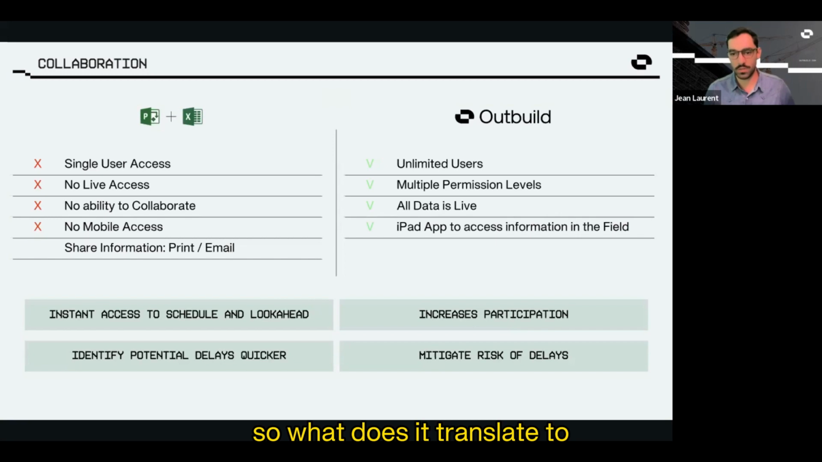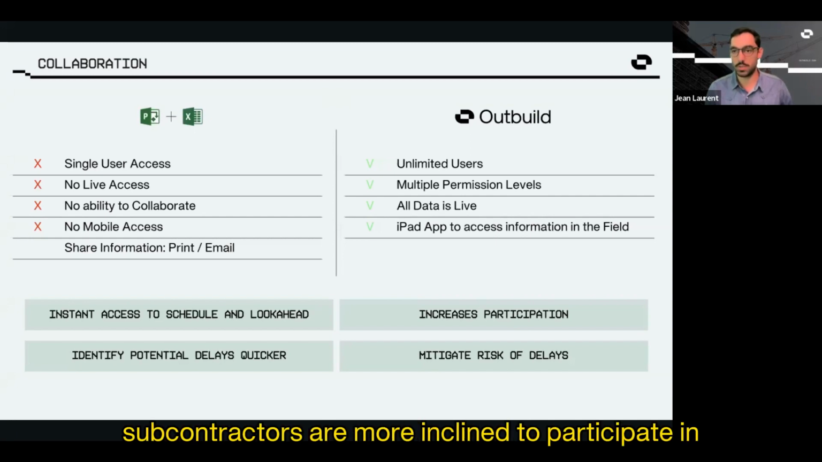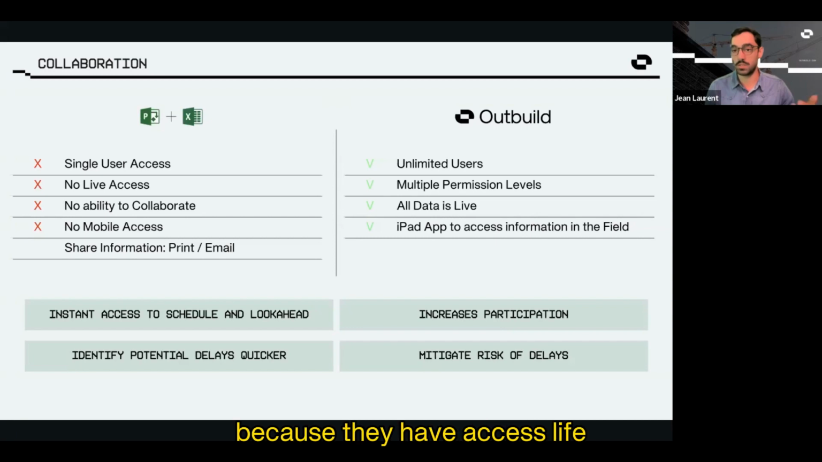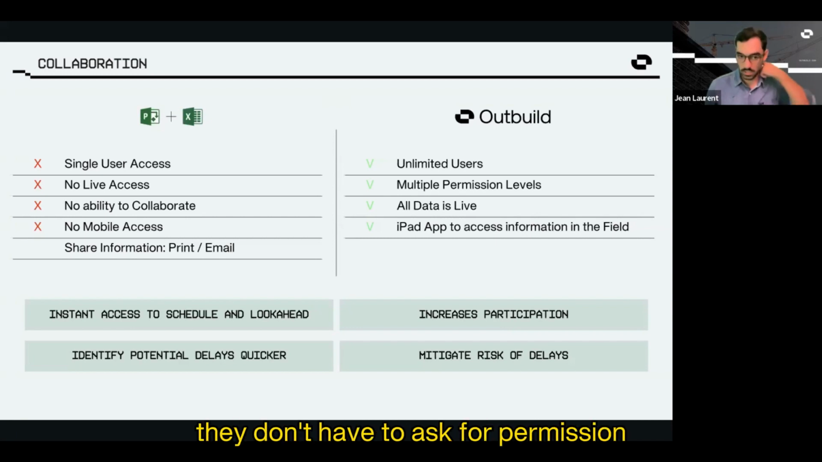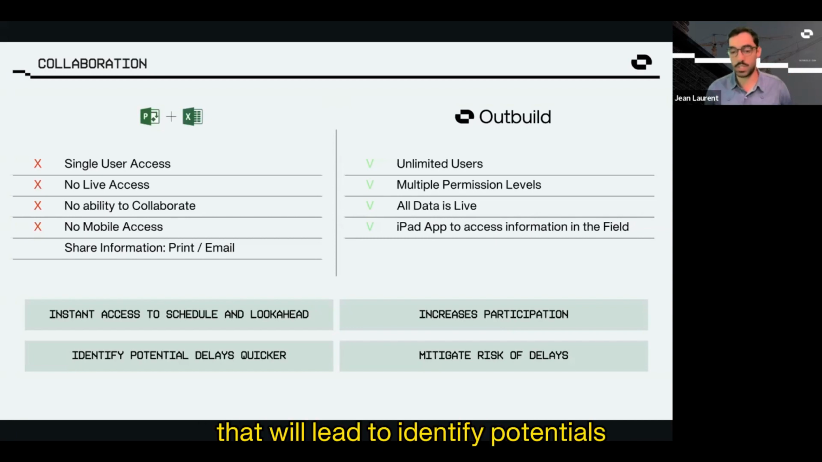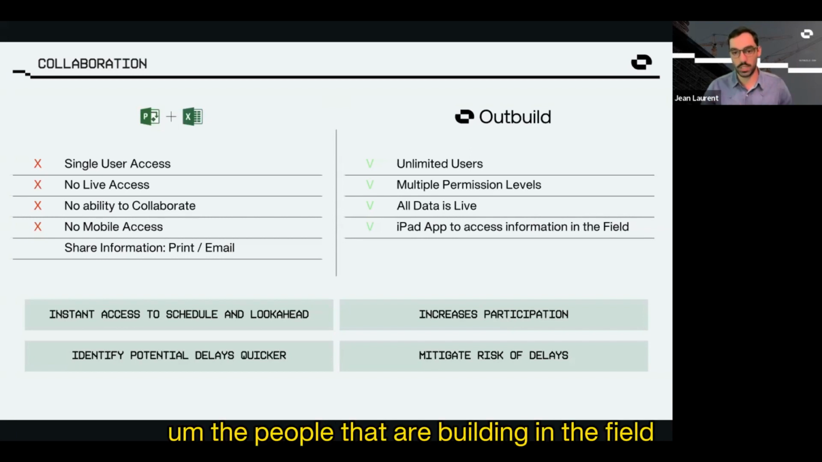So what does it translate to as far as benefits? What we see based on our user feedback, having instant access to the schedule and look ahead, so never outdated, and that's for everybody, will increase participation. What that means is subcontractors are now more inclined to participate and reflect issues and give you feedback because they have live access. They don't have to ask for permission. That will lead to identifying potential delays quicker and mitigating the risk of delays. The people that are building in the field, the subcontractors, are the ones that are closest to the work. And they are the ones that tell you, hey, I may see a problem here or there.